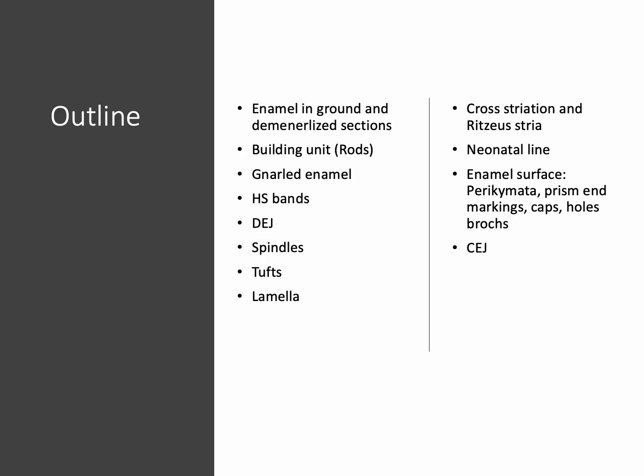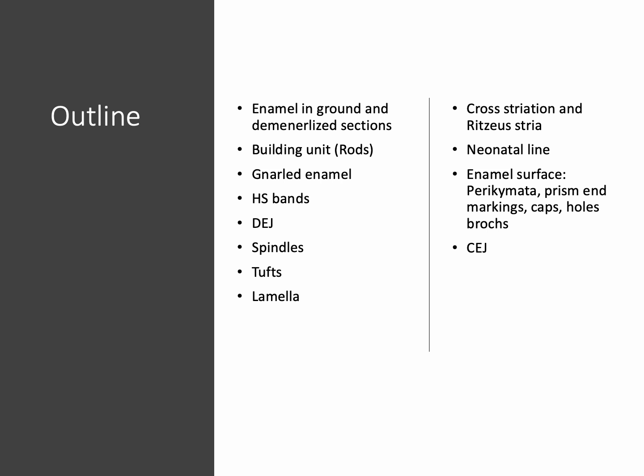First of all, we are going to give you the outline of the session, so you'll be guided through it. We are going to talk about enamel. How are we going to see enamel under the microscope, in which kind of section, the ground or the demineralized section? And then we are going to discuss the building unit of enamel, which is called rods. Afterwards, we are going to take different sections of enamel and describe and discuss all the phenomena and features that we can see under the microscope.